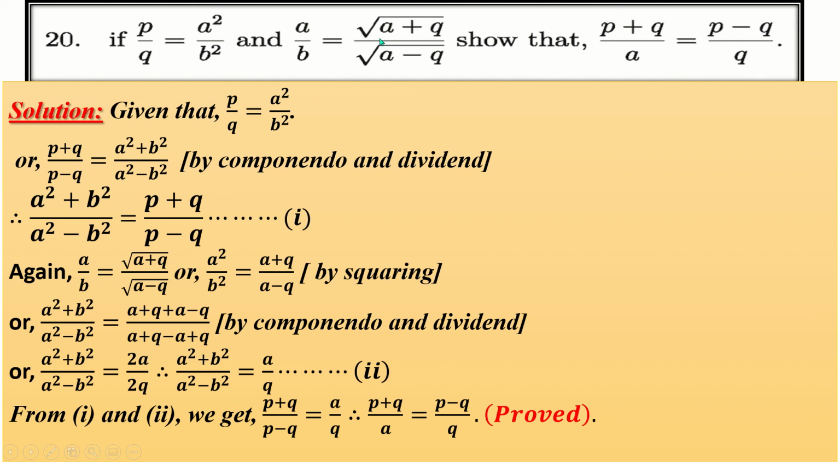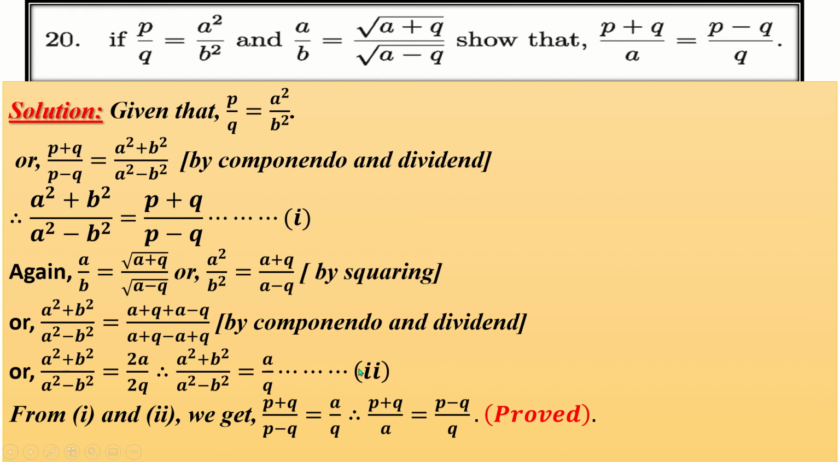Another given condition, a by b is equal to square root over a plus q by square root over a minus q. Now squaring on both sides, we get a square by b square equal to a plus q by a minus q. Again by componendo and dividendo, the left side will be a square plus b square by a square minus b square, and the right side will be a plus q plus a minus q by a plus q minus a minus q. Minus minus makes plus, so here plus q. Now q cancels, that means 2a by 2q, and here we get this equal to a by q.